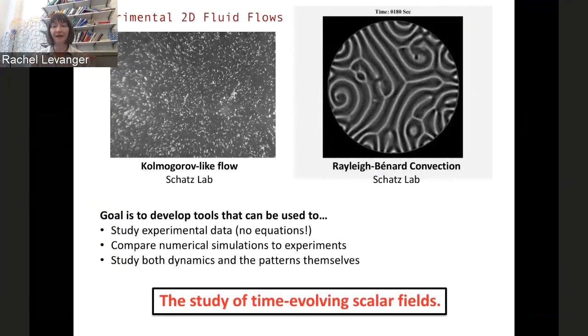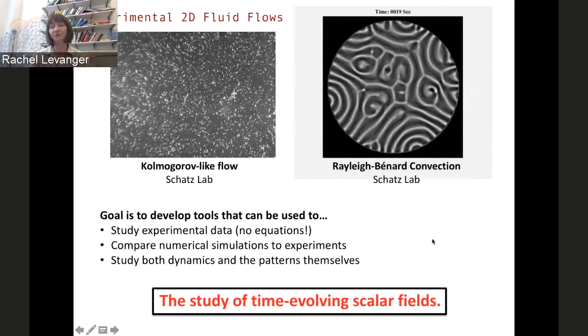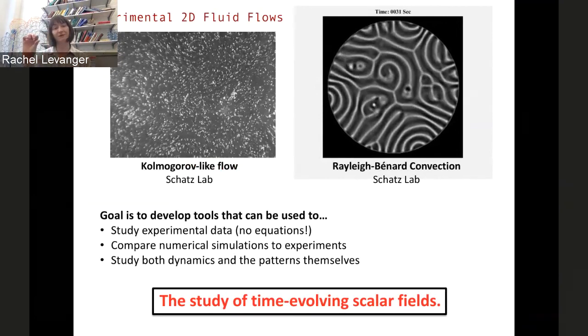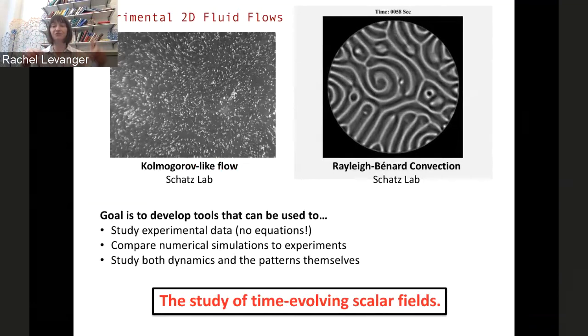And then over on the right, you have Rayleigh-Benard convection. And this is the pattern that's formed if you have a very shallow layer of fluid that's being heated from below and cooled from above. And then these convection rolls start to form.